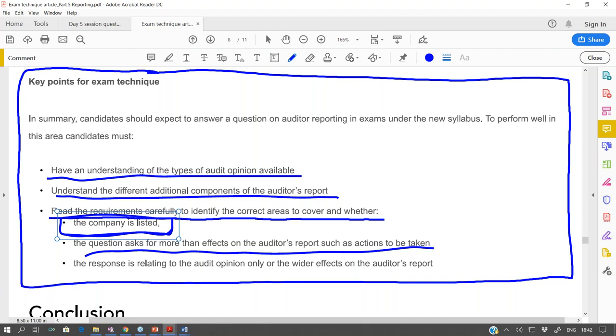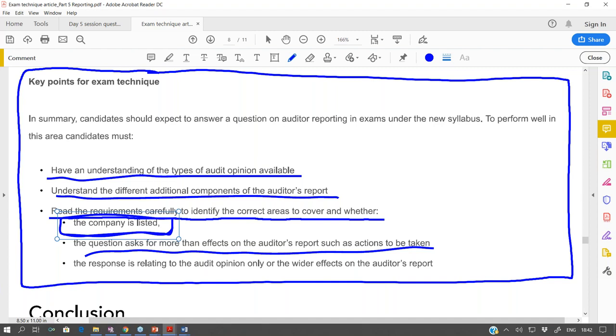Number three, the response relating to audit opinion only or the wider effect of the audit report. Is the question asking for the impact on the audit opinion? Or is the question asking for an impact on the wider effect of the audit report? Wider effect of the audit report.